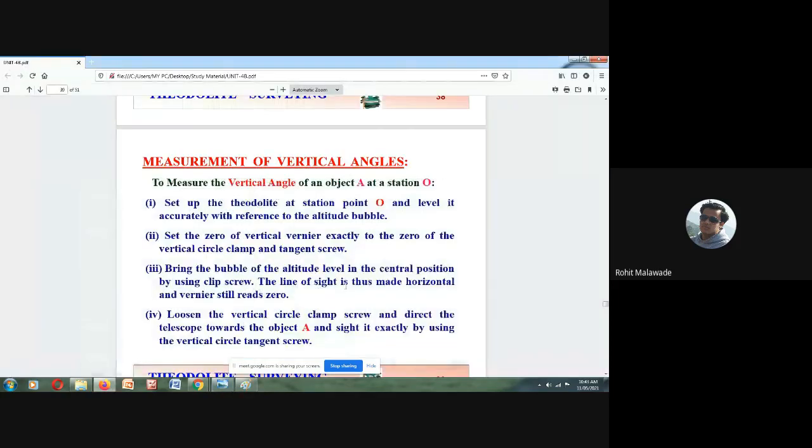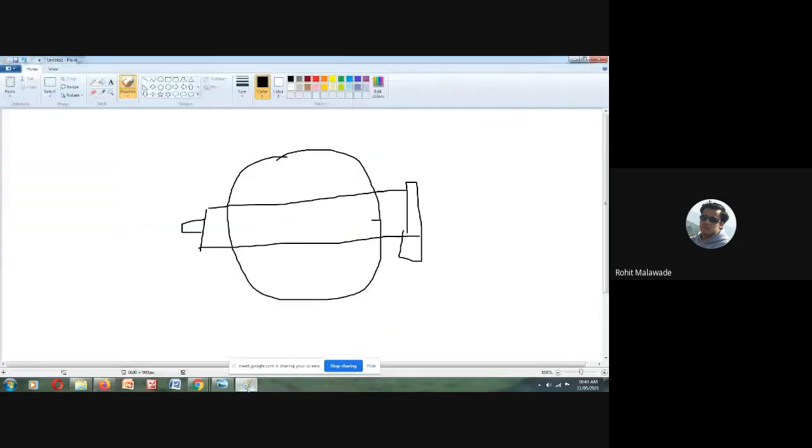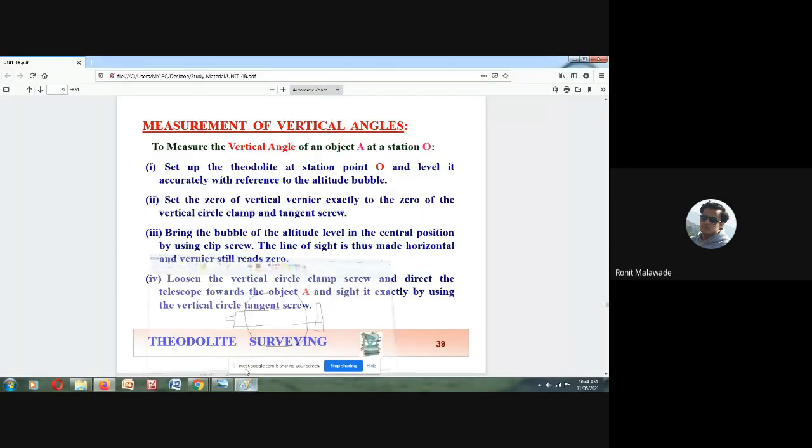Set the zero of the vertical exactly to the zero of the vertical clamp and the tangent screw. Bring the bubble of the altitude level to the central position by using the clip screw. The line of sight is made horizontal till it reads zero. This is what I have explained: you loosen it and make it exactly zero, and when it comes to zero, clamp it.